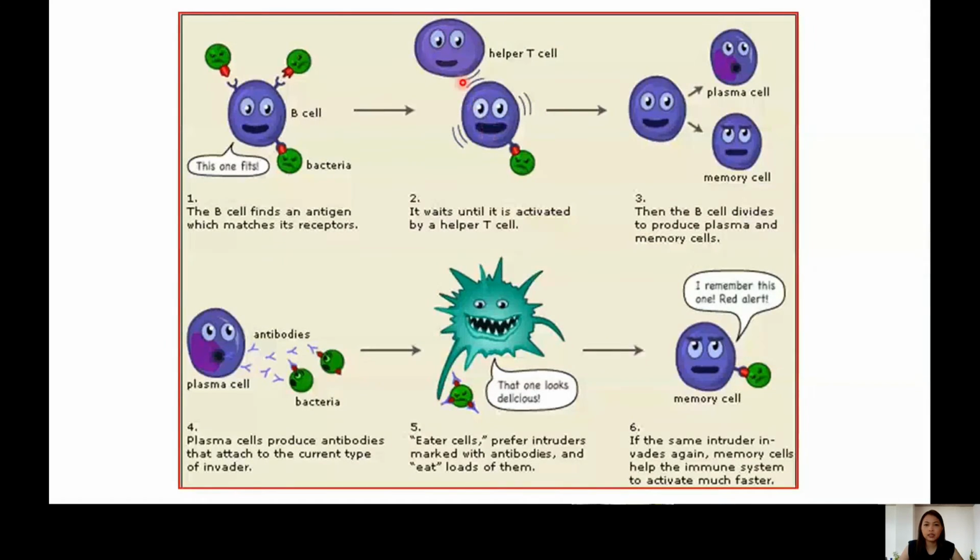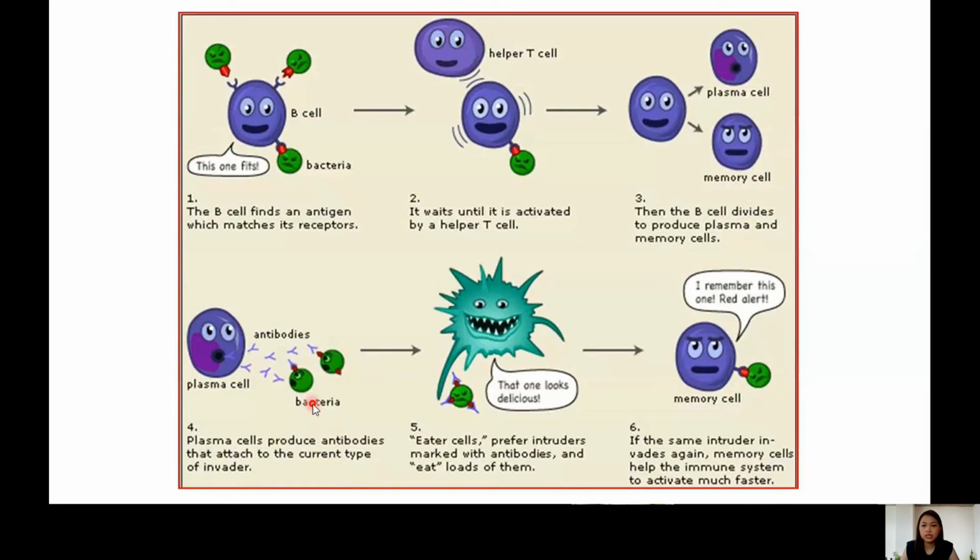Once the B cell is activated by the helper T cell, the B cell will divide into two: a plasma cell and a memory cell. The memory cell is the one that will store the information about that pathogen so that later on when it encounters the same pathogen again, the response of the immune system will be faster. And then for the fourth step, the plasma cell will now produce antibodies that will attach to the invader.